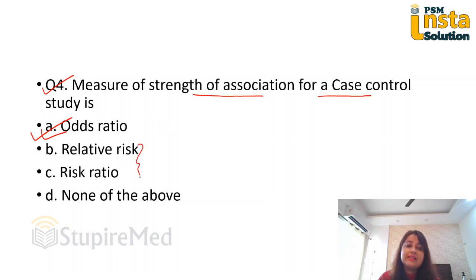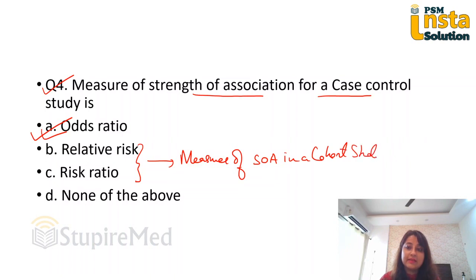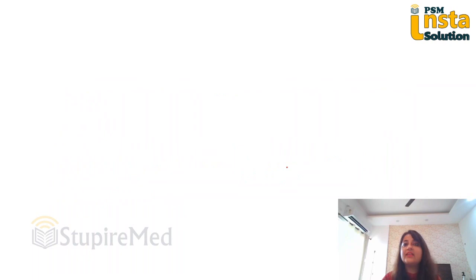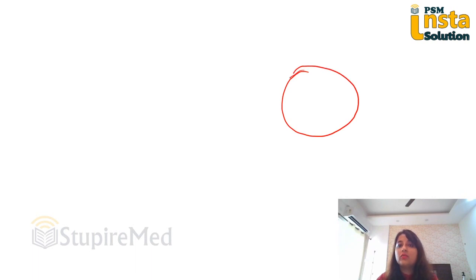In a case control study design, the correct answer to this is odds ratio. Why? Relative risk and risk ratios are measures of strength of association in a cohort study design. I'm sure everybody remembers this. Now, to understand this measure of strength of association in case control, let us draw a picture. So, what is this?